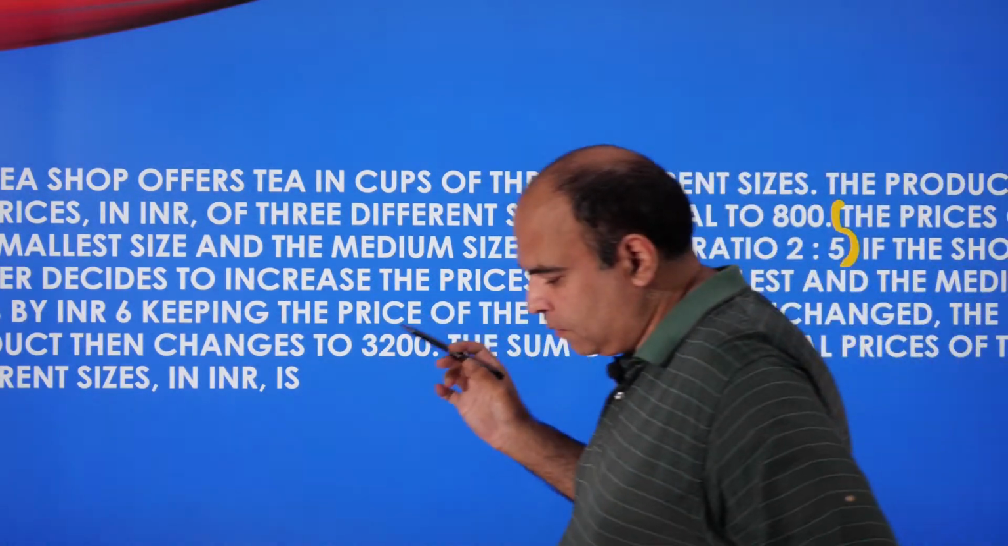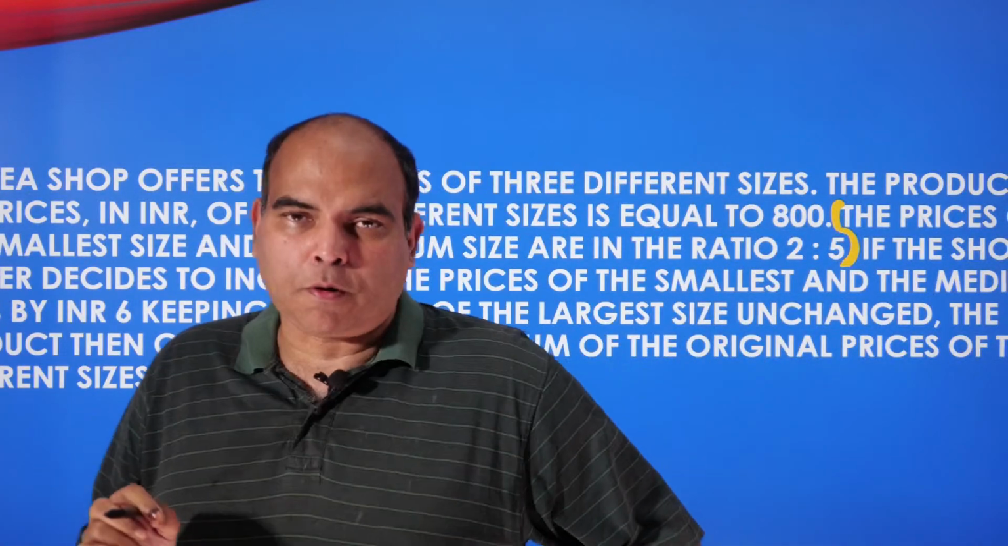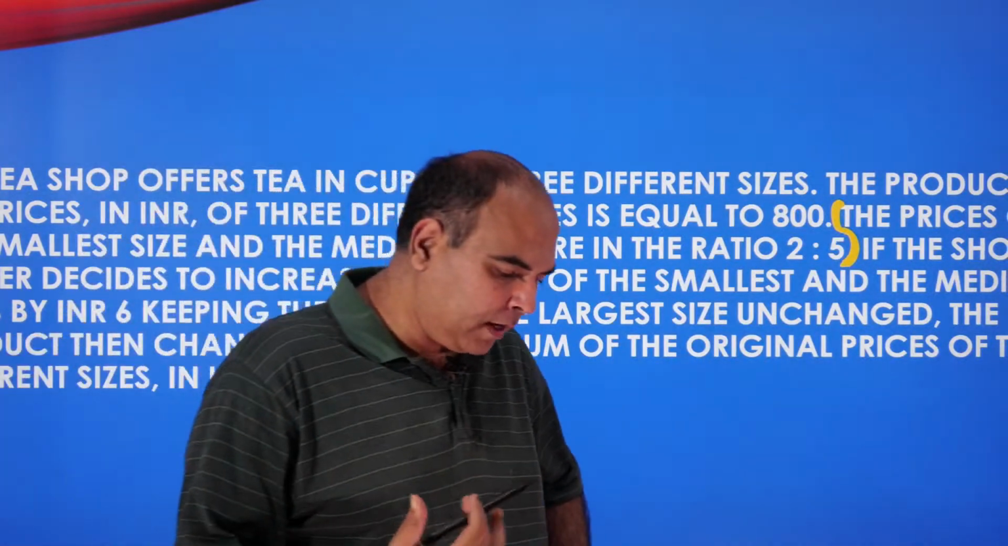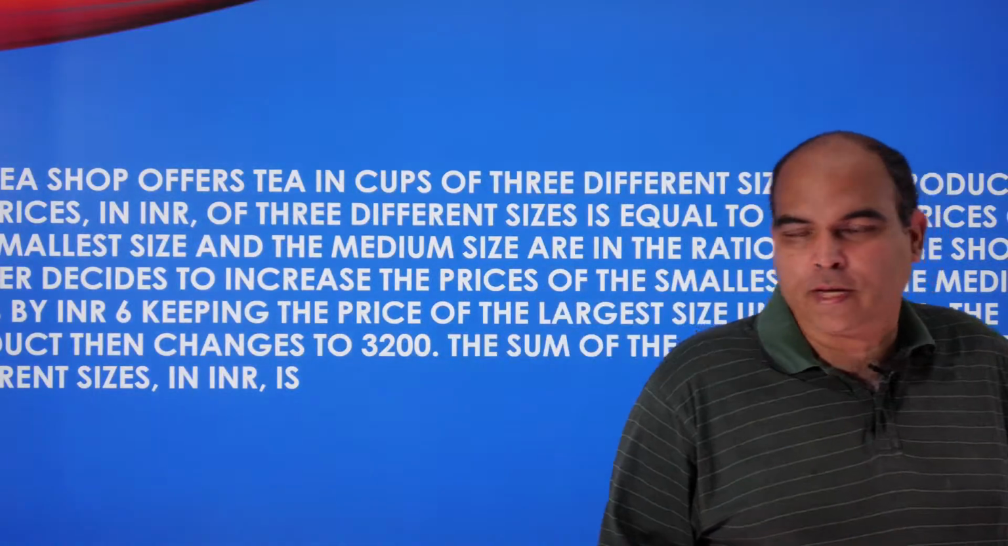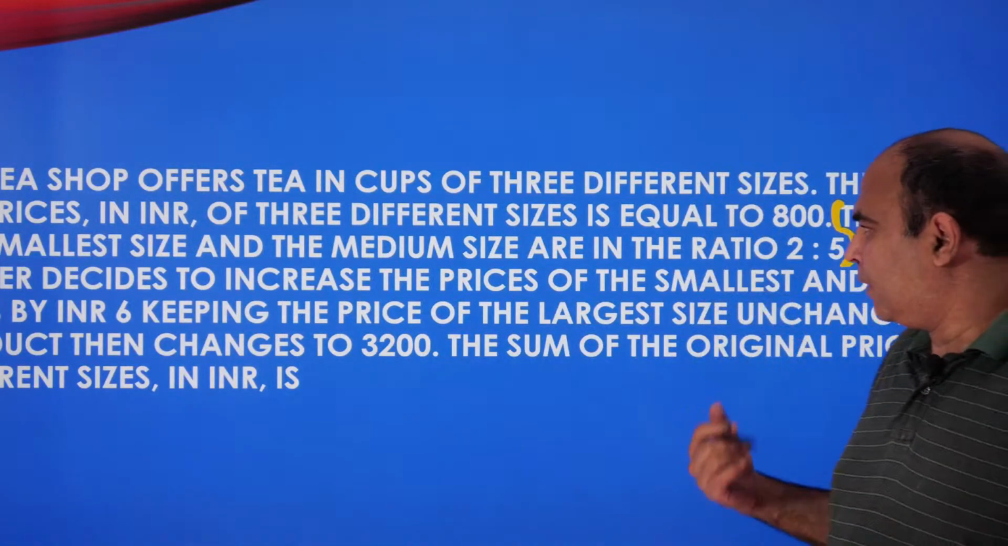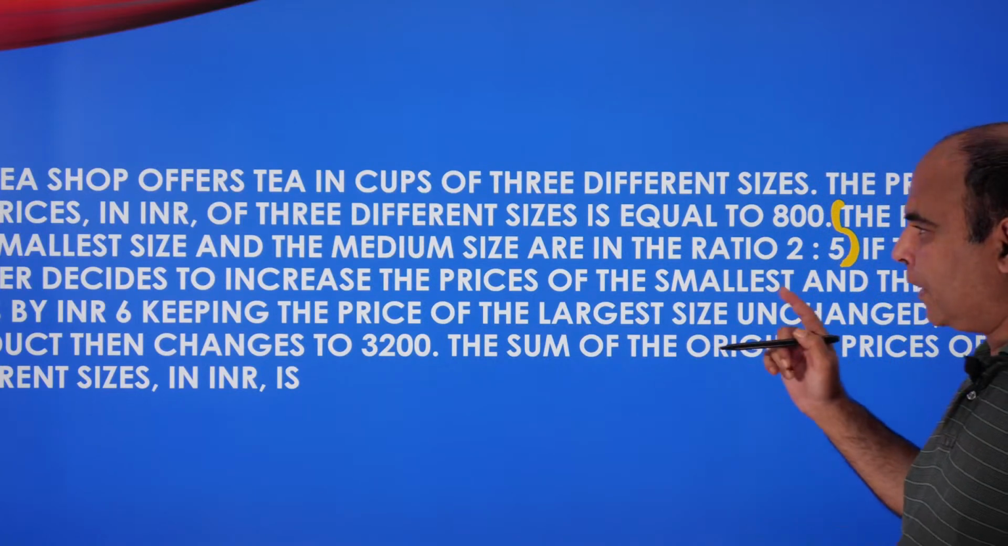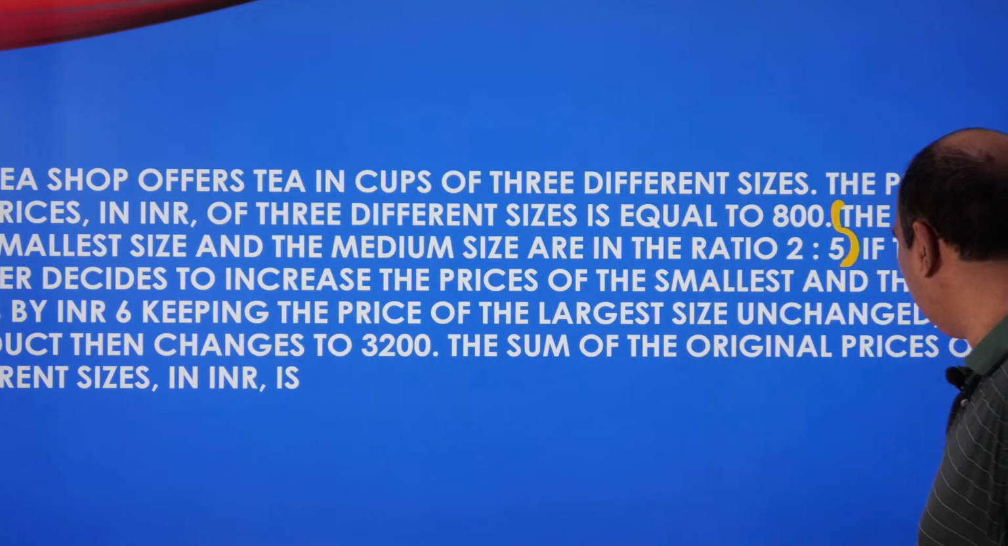Now they have introduced 3 variables, and one of the things that you need to do in maths problems is to have a grip of the variables that are happening. Specifically those of you who are weak at maths, you need to have a grip of the variables that are happening. So the prices of the smallest size and the medium size, the ratio 2:5.